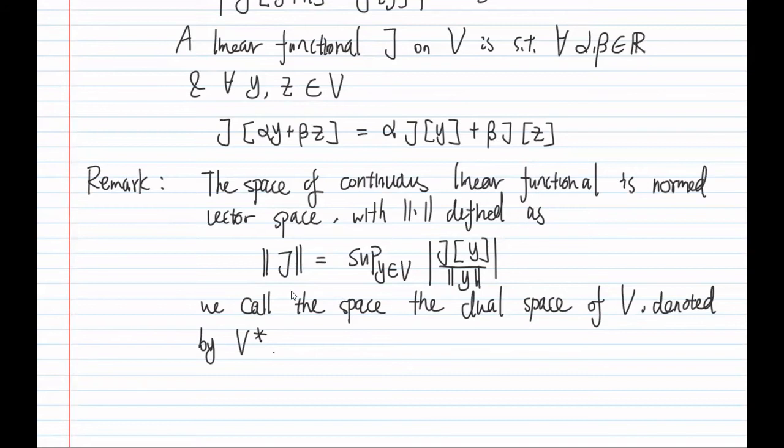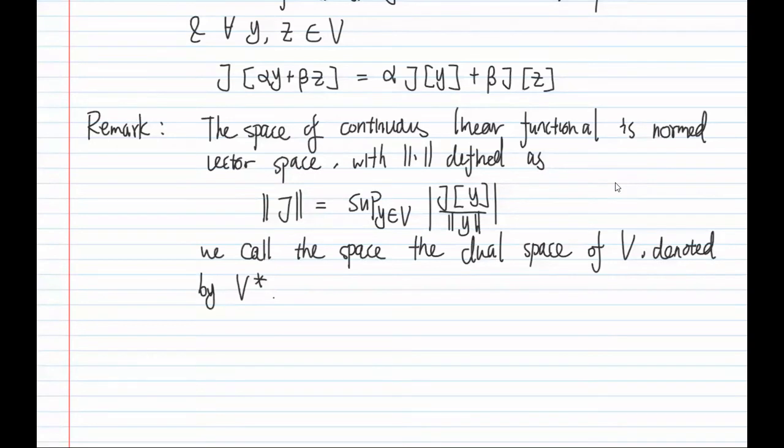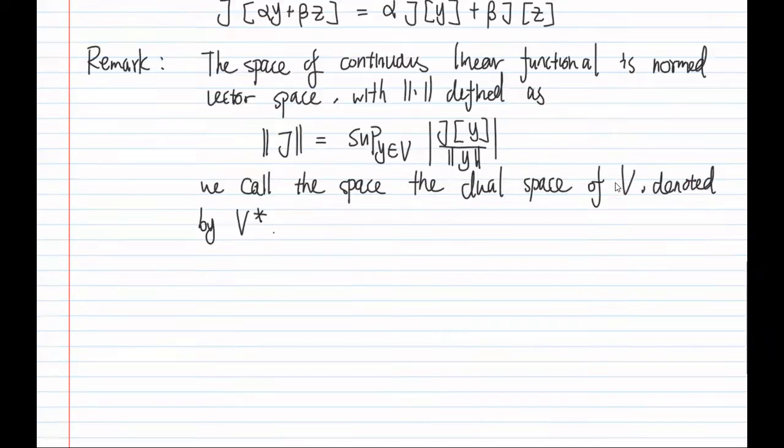Also, there's a theorem that basically states that for linear functionals, boundedness is equivalent to continuity. And you can look for a proof in books like Folland's Real Analysis. Now let's talk about what it means for a functional to be differentiable. And then we can define something called the first variation.